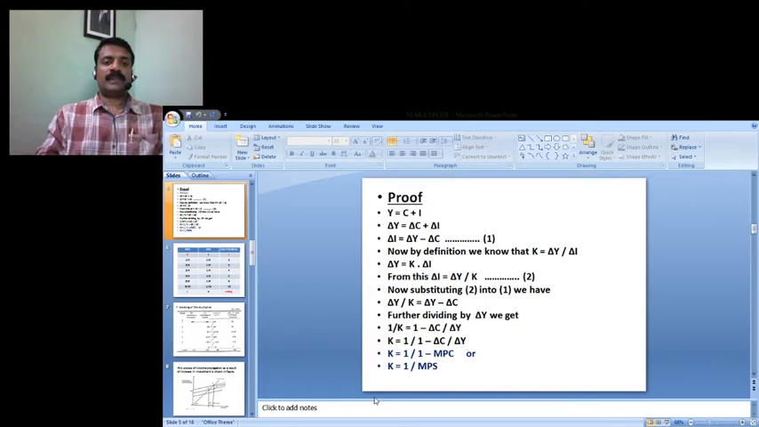Proof: Y equals C plus I. So delta Y, the change in income, equals the change in consumption expenditure plus delta I. Delta I equals delta Y minus delta C. Also, delta I equals delta Y by k. Substituting the second into the first, delta Y by k equals delta Y minus delta C. Finally, we get k equal to 1 by 1 minus MPC, or 1 by MPS, since 1 minus MPC is MPS and MPC plus MPS equals 1. So the multiplier equals 1 by 1 minus MPC, or 1 by MPS.